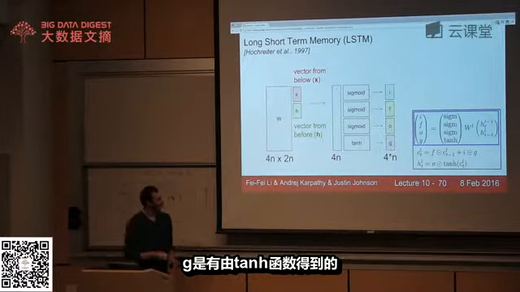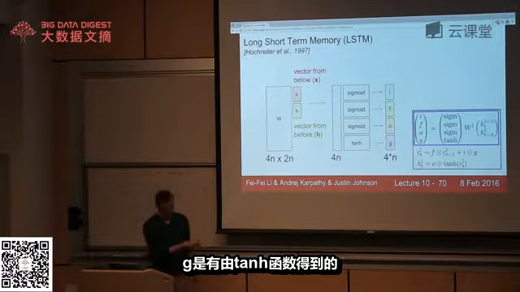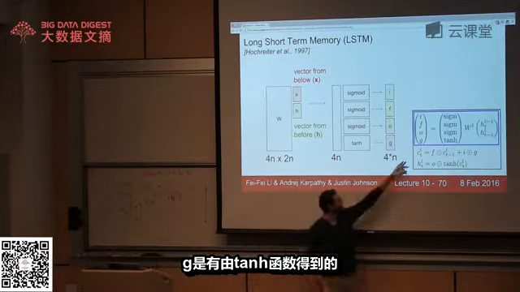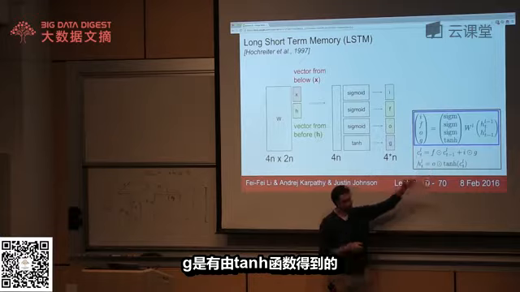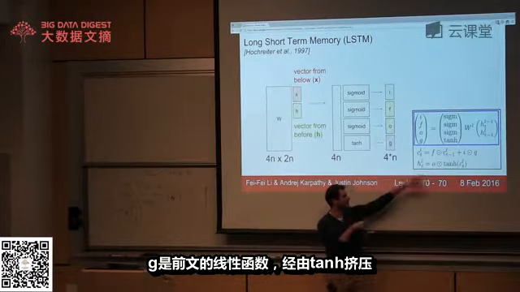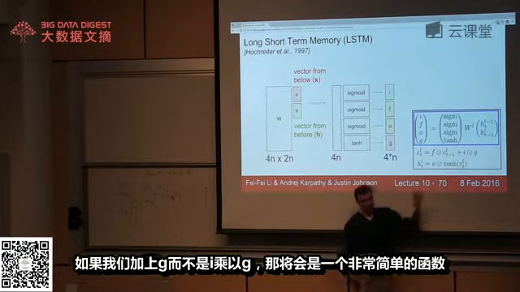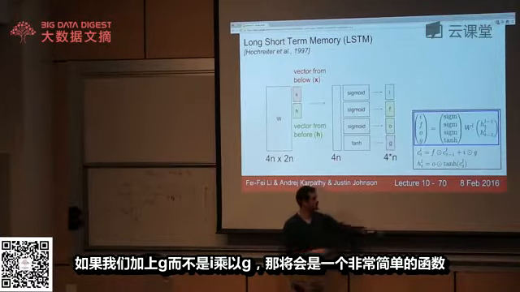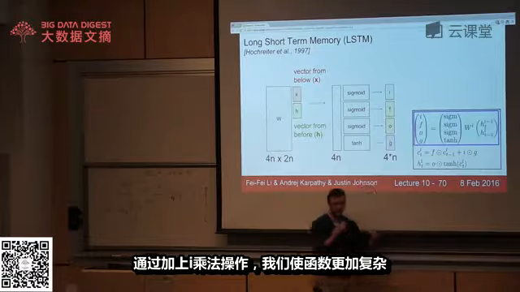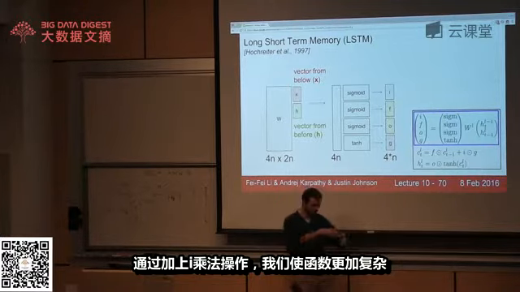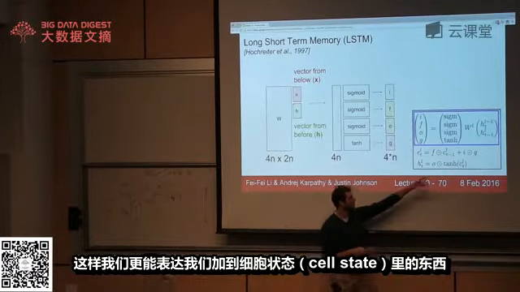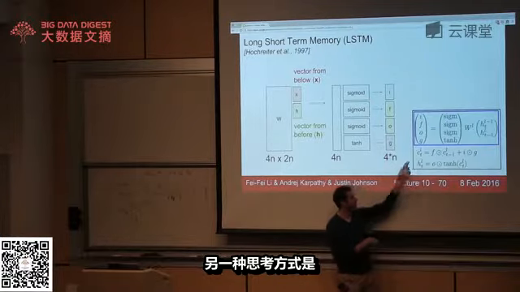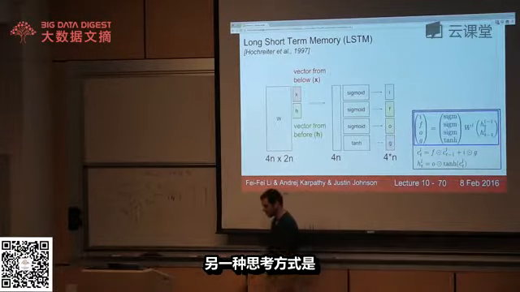Okay. So g goes through a tanh. So g is a linear function of your previous context squashed by tanh. And so if we were adding just g instead of I times g, then that would be kind of a very simple function. So by adding this I in there and having a multiplicative interaction, you're actually getting a richer function that you can express in terms of what we're adding to our cell state as a function of the previous h's.